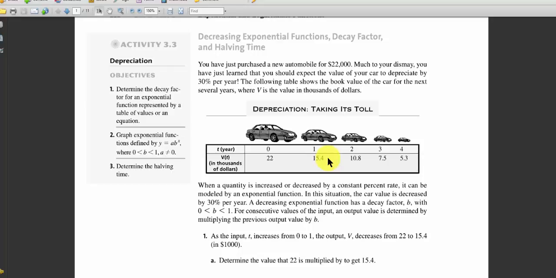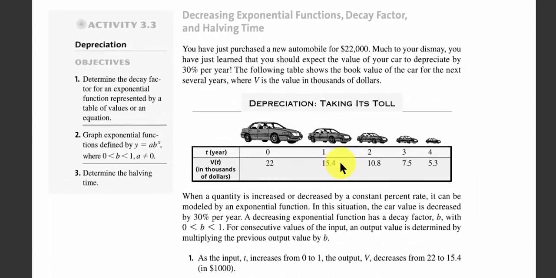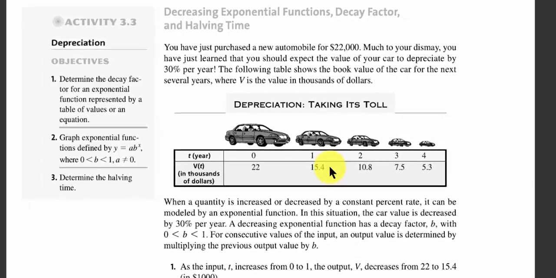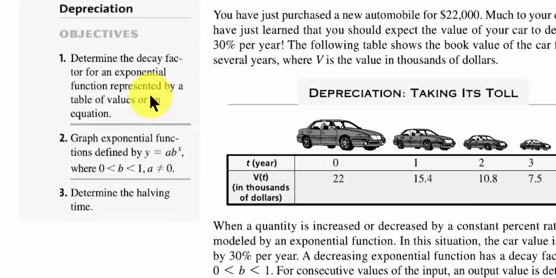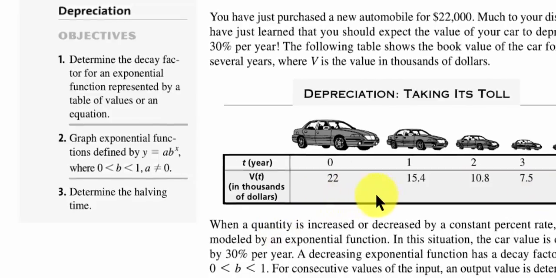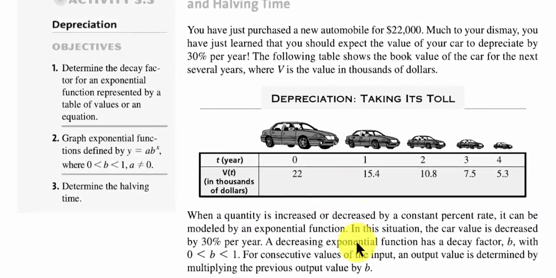Hello, class. This is the first video covering activity 3.3 from our text. The objectives are to determine the decay factor for an exponential function represented by a table. We're going to graph an exponential function, and we're going to determine the halving time, sometimes referred to as half-life. So we start out with an example.